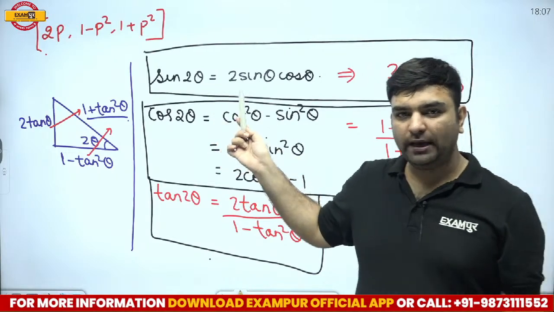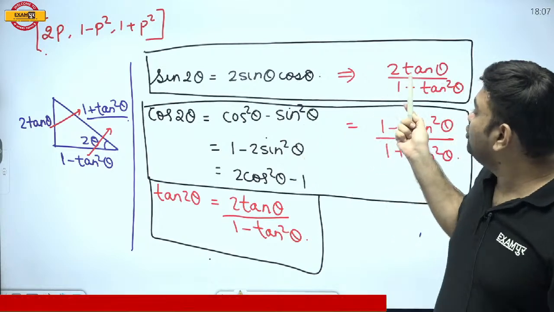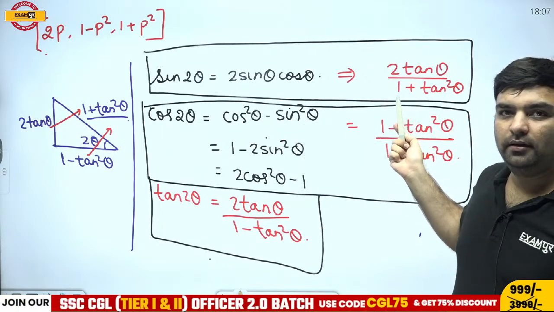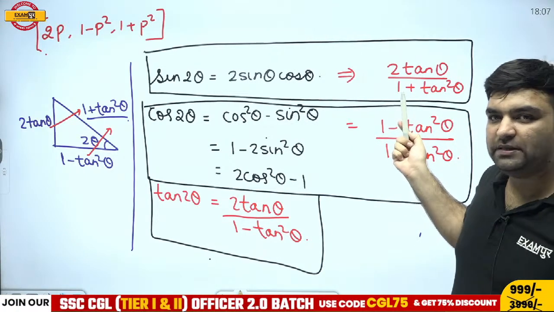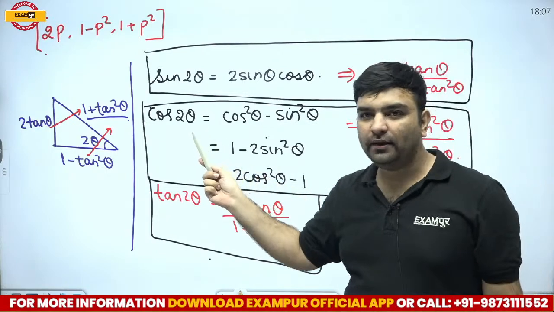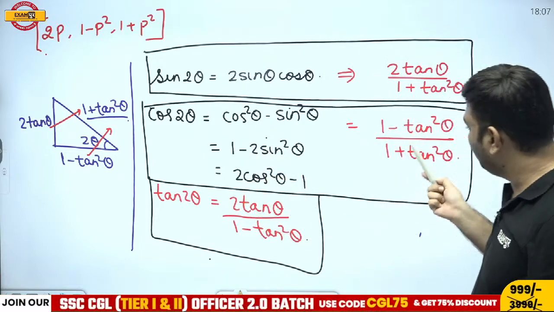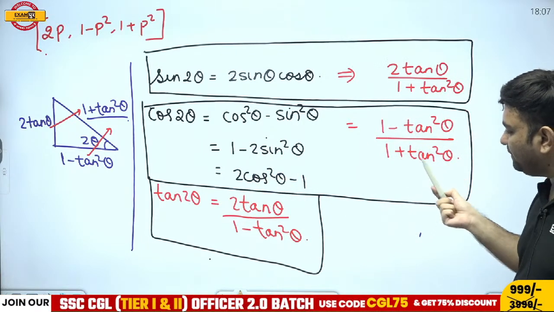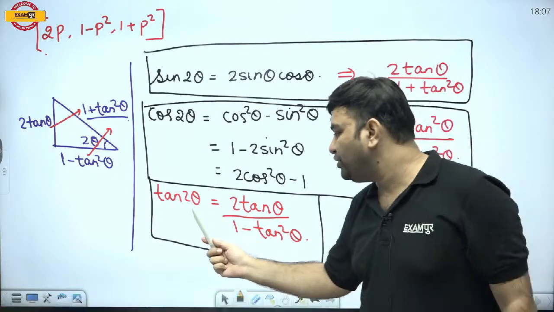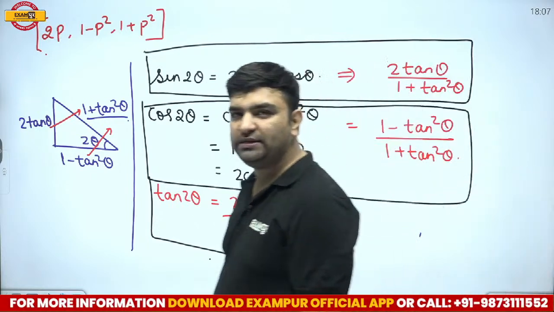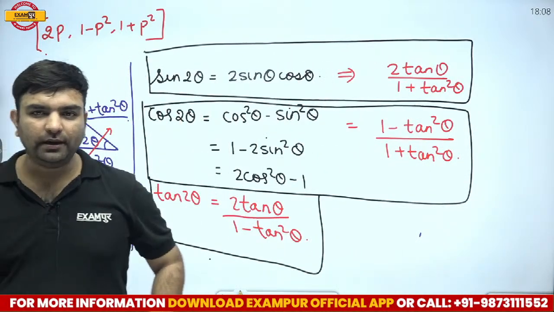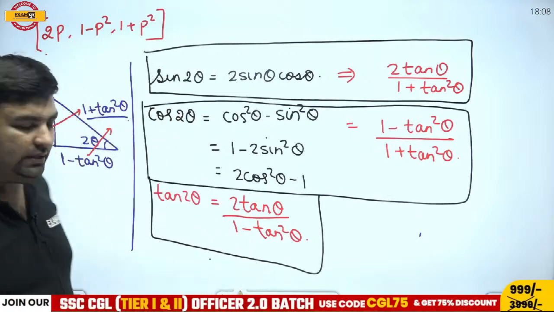Sine 2 theta is 2 sine theta cos theta as well as 2 tan theta upon 1 plus tan square theta. Cos 2 theta has 2 to 3 different formulas, along with 1 minus tan square theta upon 1 plus tan square theta. Tan 2 theta is 2 tan theta upon 1 minus tan square theta.